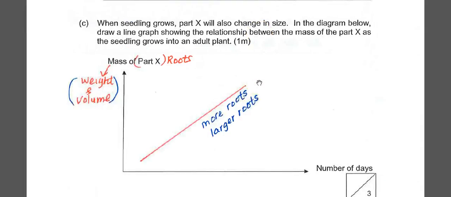Let's carry on. In the diagram below, draw a line showing the relationship between the mass of the plant part X and the seedling growing into the adult plant, over the number of days. The image shows that the plant is growing. As it is growing, the mass of the roots should be growing. So the graph follows this way, higher this way. It is heavier, it has more volume. Why? Because it has more roots, larger roots, and the weight is heavier. So as time goes by, larger and heavier.